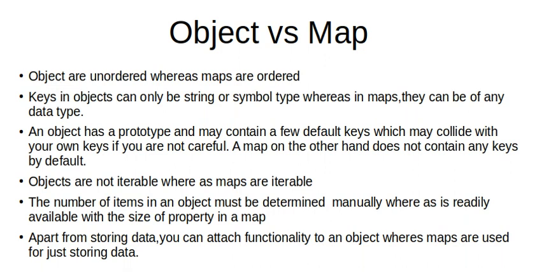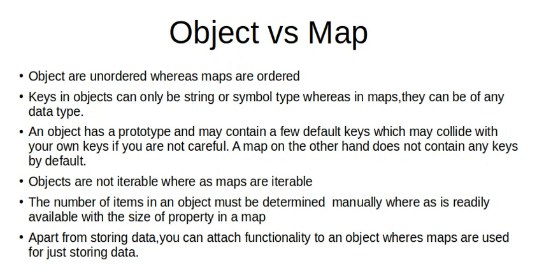Objects are unordered, whereas maps are ordered. Keys in objects can only be strings or symbols types, whereas in maps, they can be of any data type. An object has a prototype and may contain a few default keys, which may collide with your own keys if you're not careful. A map, on the other hand, does not contain any keys by default.